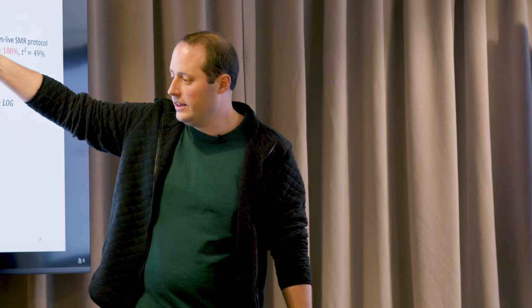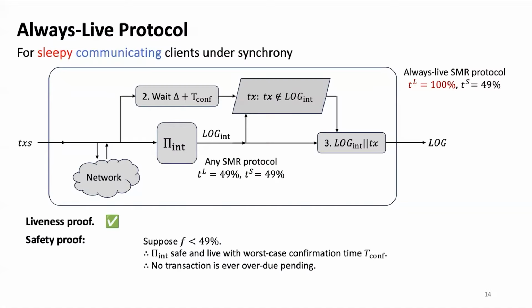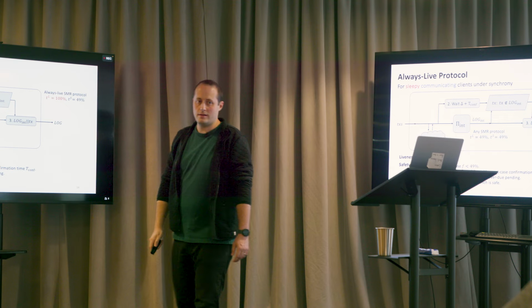And so there will not ever be overdue and pending transactions. There will never be transactions that entered the system a long time ago and still have not been ordered by this protocol. And so this prefixing or injection operation basically does nothing. It never adds any new transactions. And so that's why the output is safe. The output log here is basically the output log there.